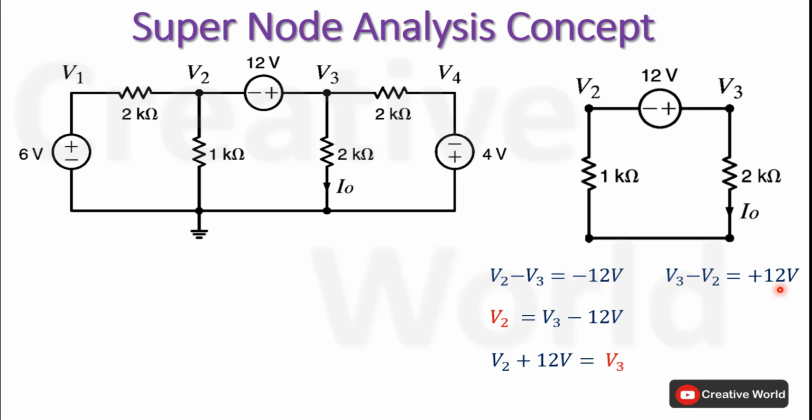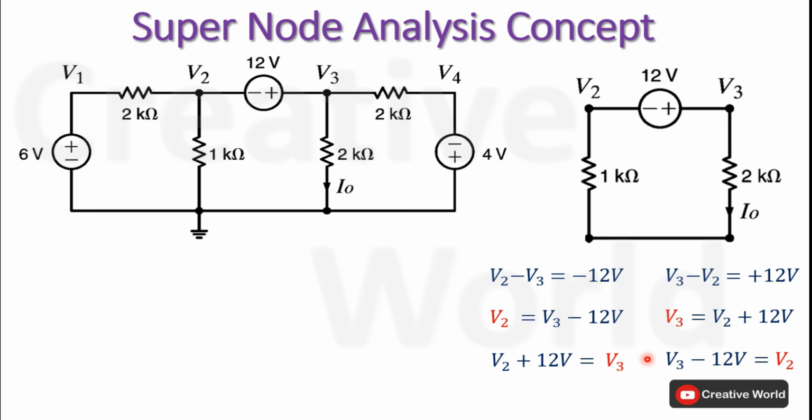Now using this equation, we can merge this voltage source to either V3 or V2. If we merge the value of this voltage source to node V3, then using this equation, V3 will be equal to V2 plus 12 volt. Similarly, if we merge this voltage source into node V2, then using this equation V2 will be equal to V3 minus 12 volt. You may see that in both cases the equations for V3 and V2 are the same.